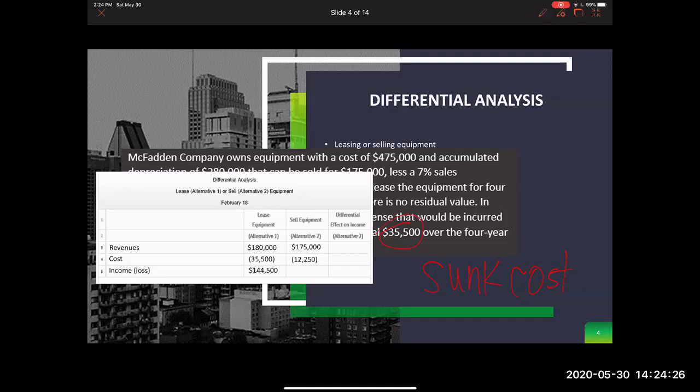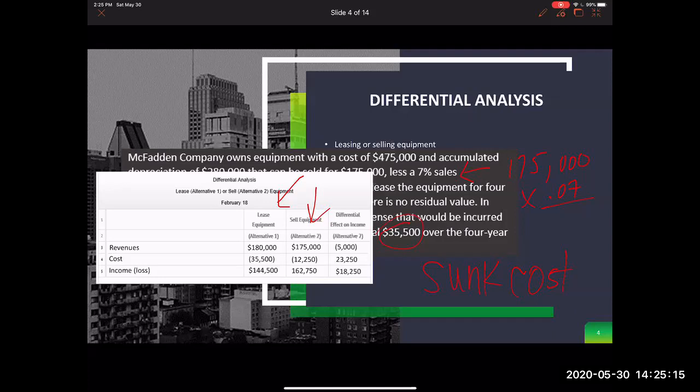All right, so our next one is our cost. It told us that our cost, if we were to sell it, is 7% of the sales price. So if we can sell it for $175,000 times 7%, that comes out to $12,250. Now we're going to find out our income from the sale of it: the revenue less our cost equals that. From here, we're going to do the differential effect on income. Again, we take alternative number 2 less alternative number 1. So 175 minus 180 is a negative 5,000 for revenue, and then the costs here.